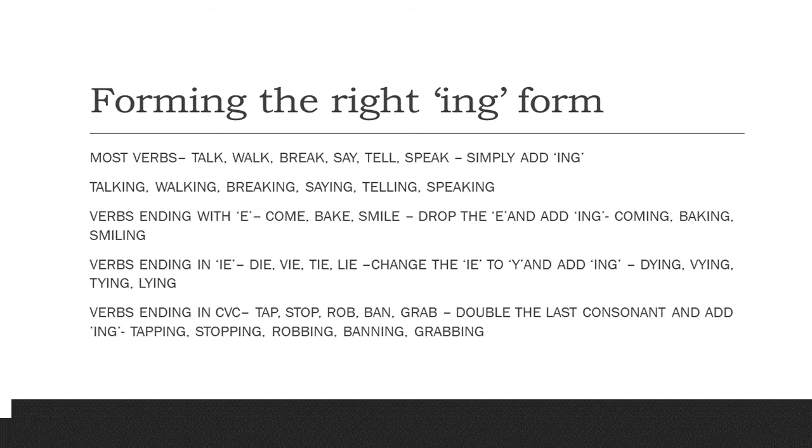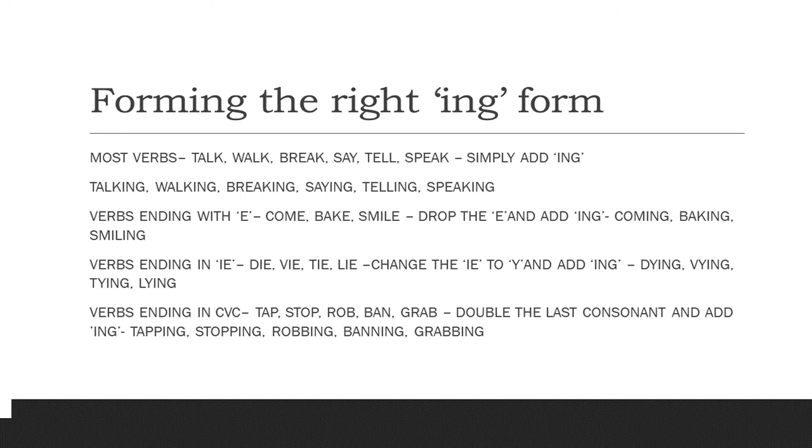Now some verbs end with the ie. For example, die, tie, lie, etc. So in these cases, you remove the ie, okay, and then you add the y, then you add the ing. So dying, D-I-E, you remove the IE and then you add the Y. Okay, dy, then followed by ing, D-Y-I-N-G, dying. Same goes for tying, lying.